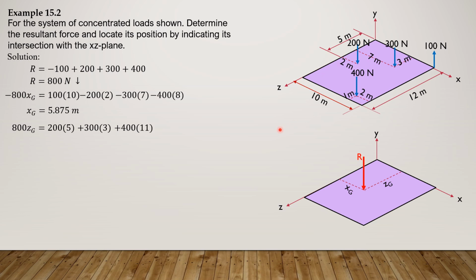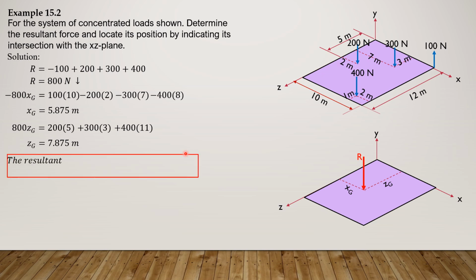So 12 minus 1 is 11. So solving for g sub z, it is 7.875 meters. So we say that the resultant is 300 newtons downward, and it passes through the point (5.875, 0, 7.875) meters. That's our answer for this problem.